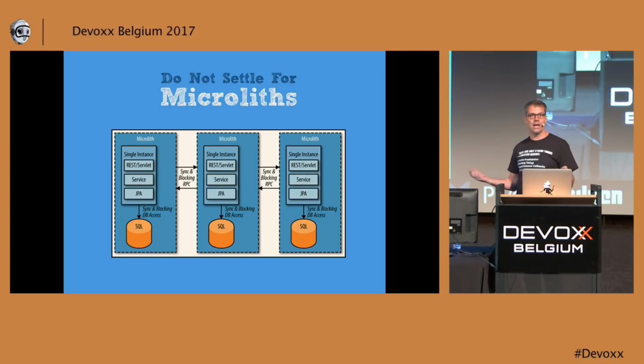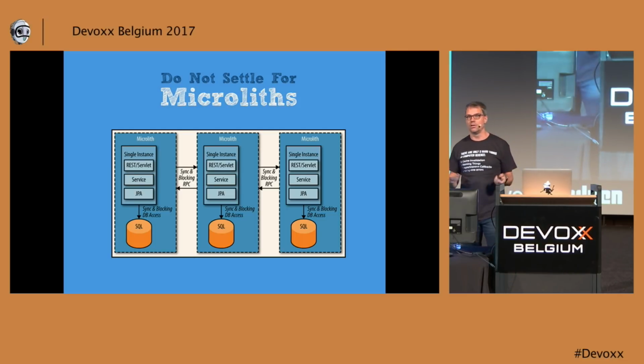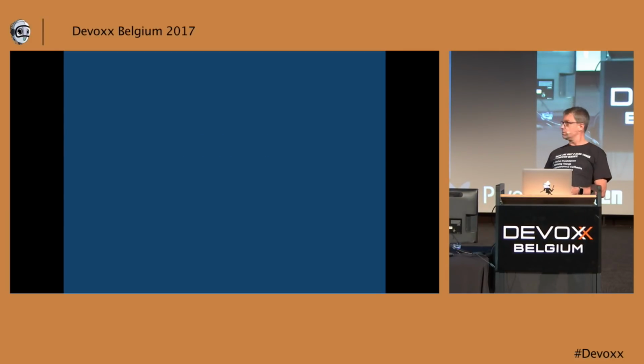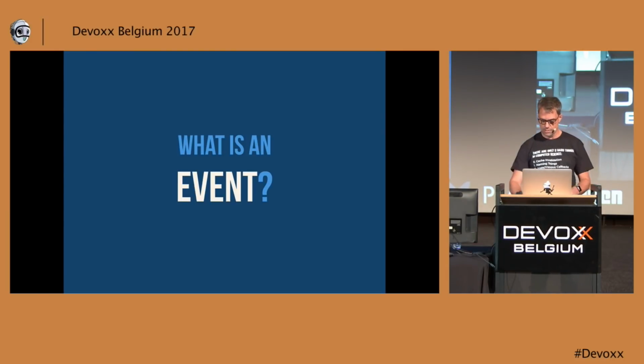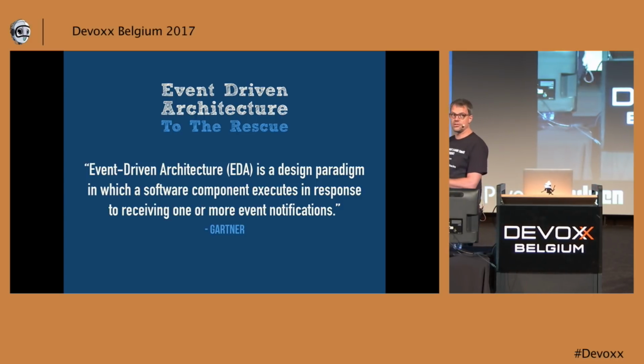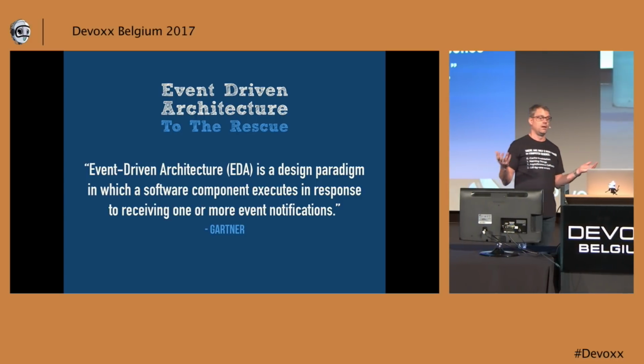As well as, we can't take advantage of multi-core architectures the way we should if we block down to the database every single time, etc. I think we can do better than this. Sorry, I skipped my slide. And I think event-driven architectures can really help us here.